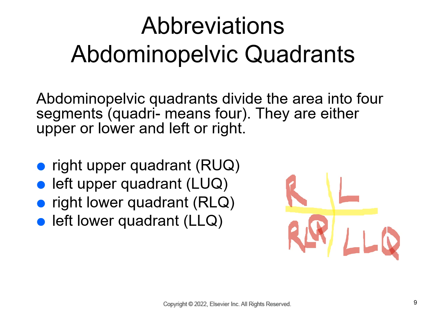So right upper quadrant, left upper quadrant, right lower quadrant, left lower quadrant. These are used pretty extensively these days. The regions are more specific, but the quadrants are easier to remember and distinguish.